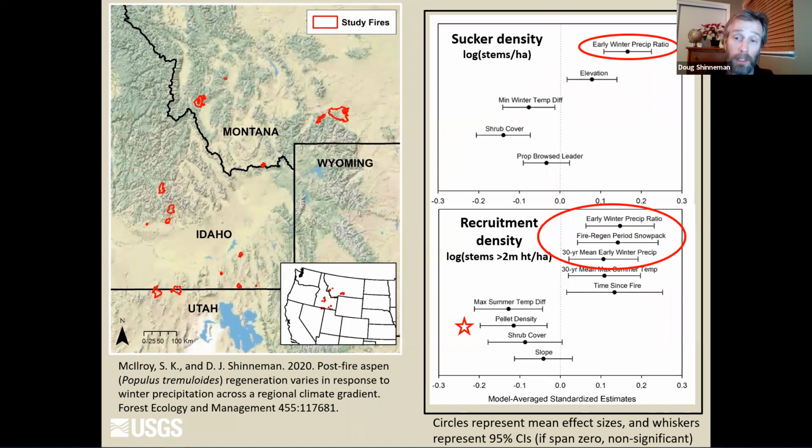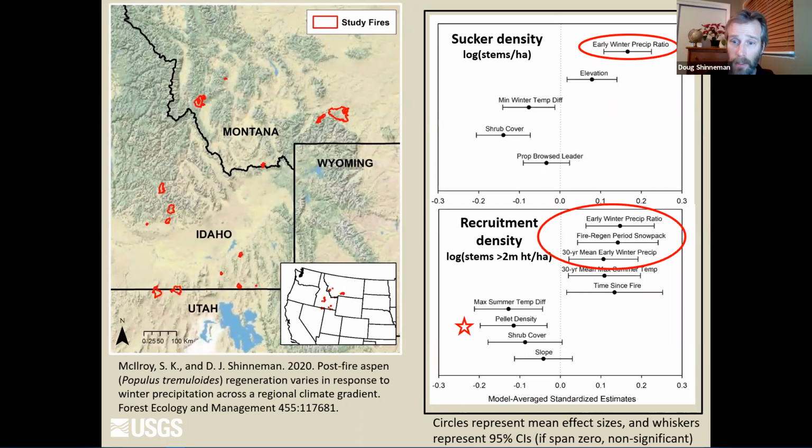The early winter precipitation ratio had the largest effect size, and that's a metric we developed that represents the ratio of the average early winter precipitation during a 5-year post-fire period to the long-term average. So in other words, was the site wetter or drier after fire relative to the historical climate for that particular site? And similar to the previous study, indicators of browsing pressure also had a significant negative effect on recruitment densities.